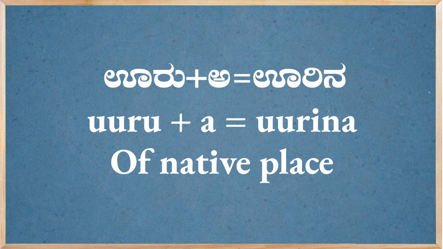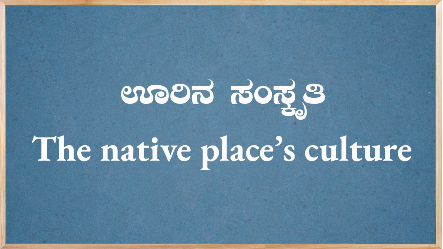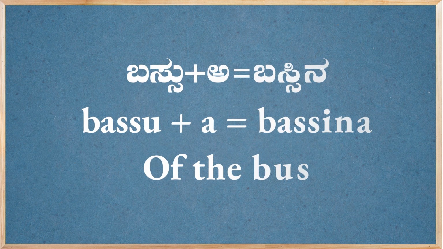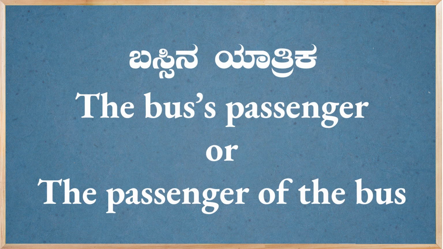For example, uru, where the last sound is u. Uru plus a becomes Urina, which means of native place. For example, Urina Samskriti, the native place's culture. Bassu plus a becomes Bassina. Bassina, which means of the bus. For example, Bassina yatrika, the bus's passenger or the passenger of the bus.